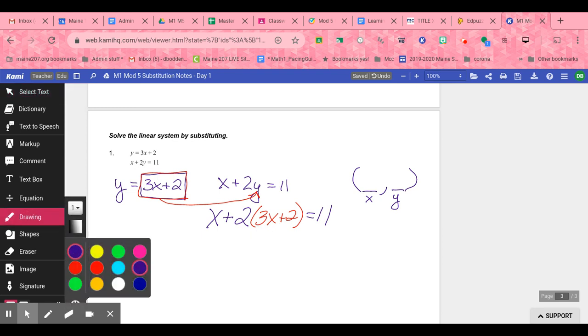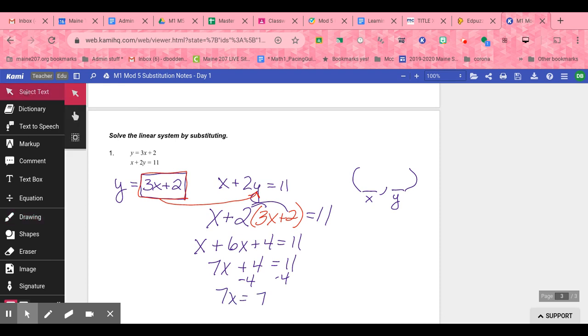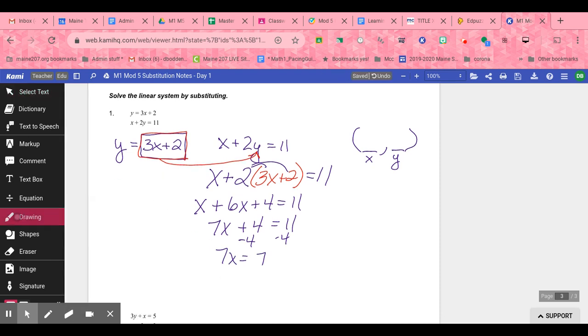Then my third step is to take this and solve for the variable. So I've got to do a little bit of work here. x plus, I'm going to distribute my 2. Combine like terms. Subtract that 4. And then divide by 7. And I get x equals 1. So that is the first part of my ordered pair.